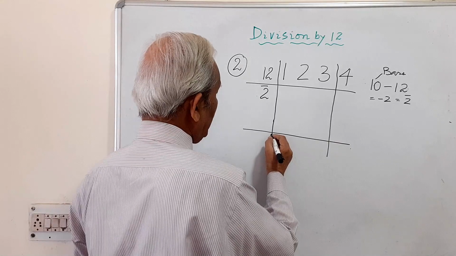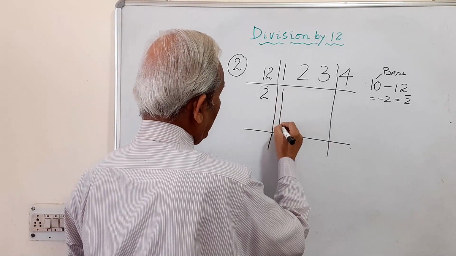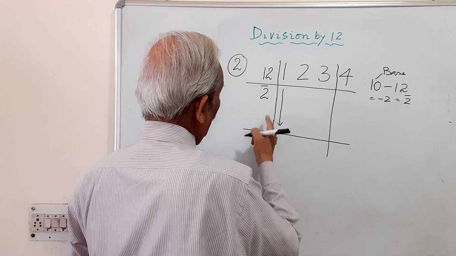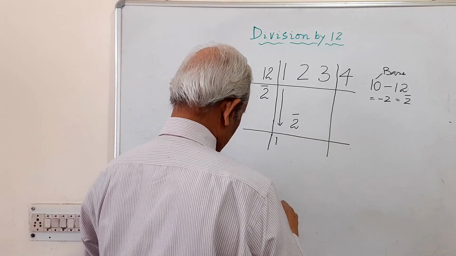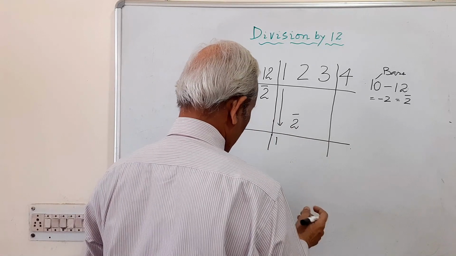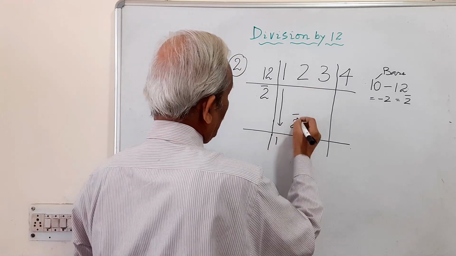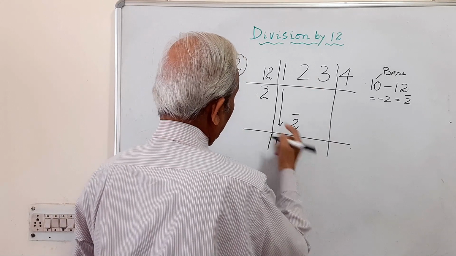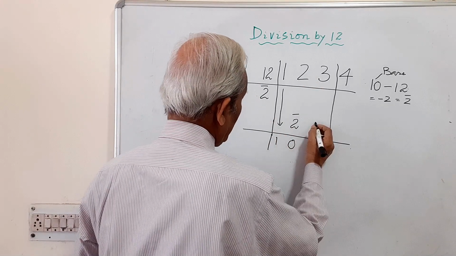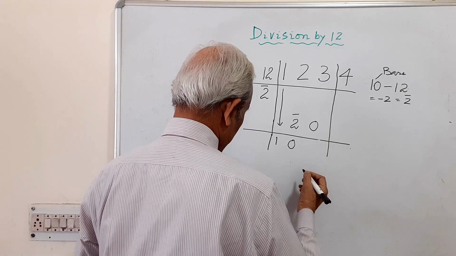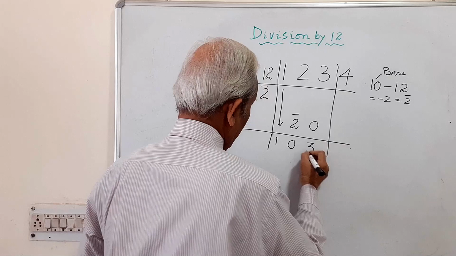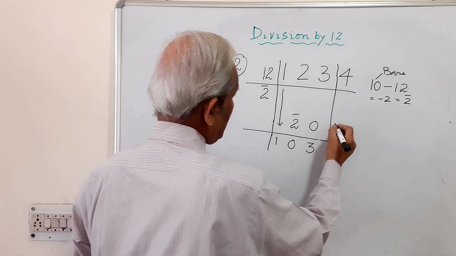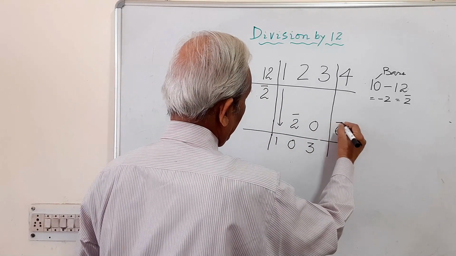Now let us start with the division. Put down this 1 as it is. 1 into 2 bar is 2 bar. Then 2 plus 2 bar is 0. Then 2 bar into 0 is 0. Just put 0 here. And then this 3 and 0 is 3. 3 into 2 bar is 6 bar. Write down 6 bar here.